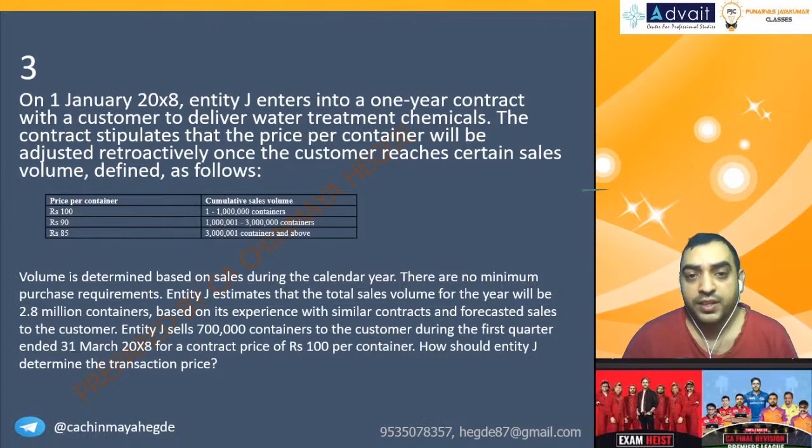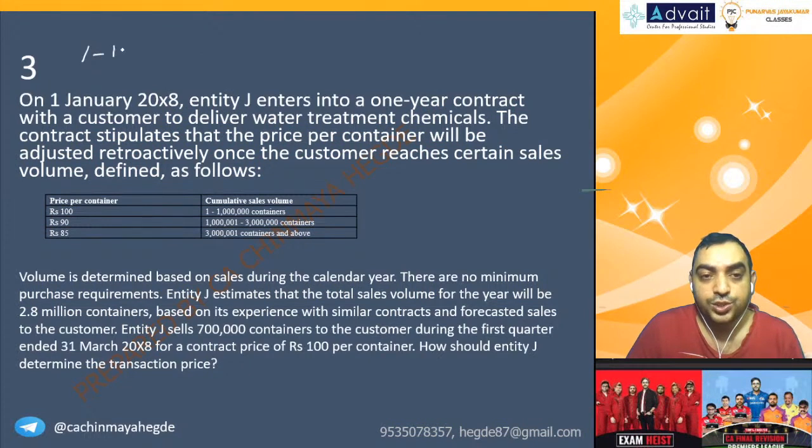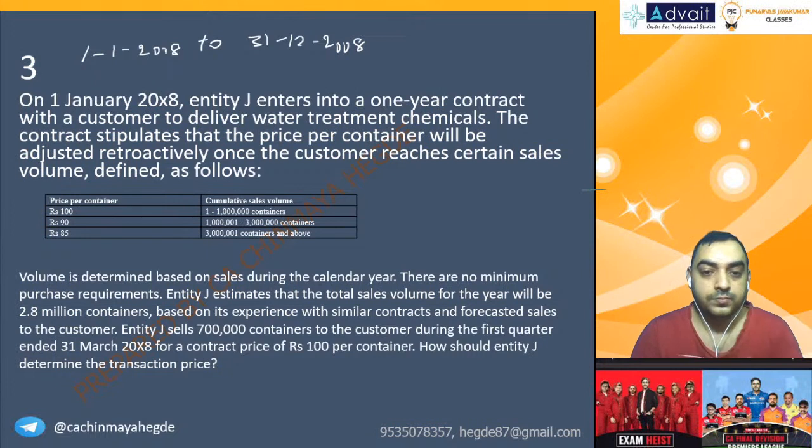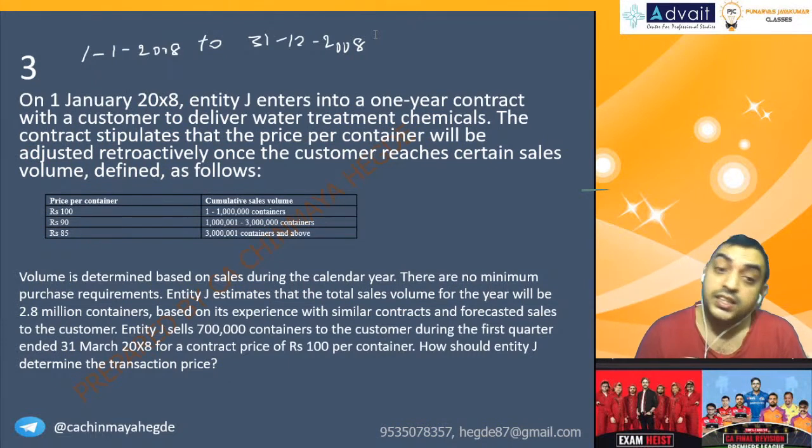On 1st January 2008, entity J expects to enter into a 1-year contract with a customer to deliver water treatment chemicals. 1-year contract from 1st Jan 2008 means until 31st December 2008. The contract stipulates that the price per container will be adjusted retrospectively once the customer reaches certain sales volume, defined as follows.